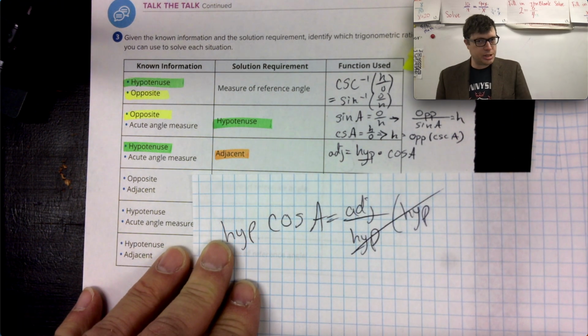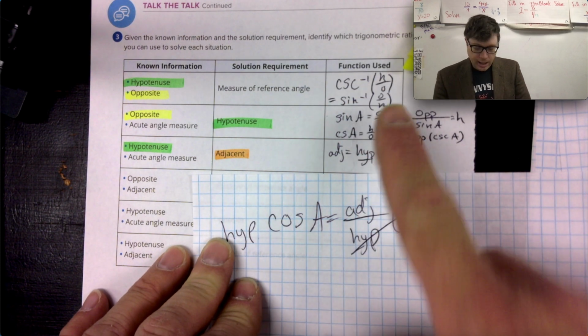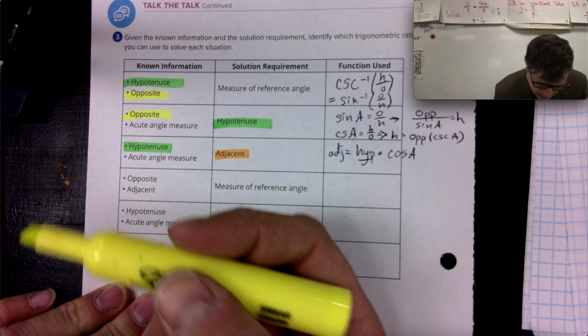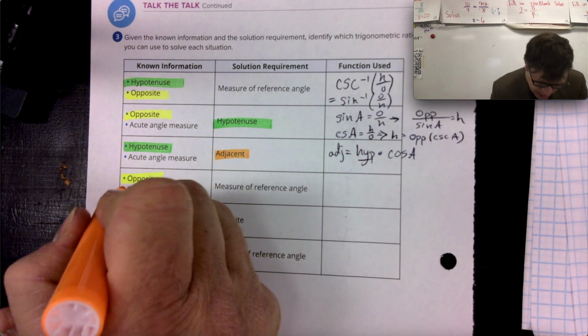So the adjacent side will equal hypotenuse times cosine. I'm not going to acknowledge secant in this problem because I saw a bunch of extra collateral happening up here, and I want to minimize that damage. Opposite and adjacent.